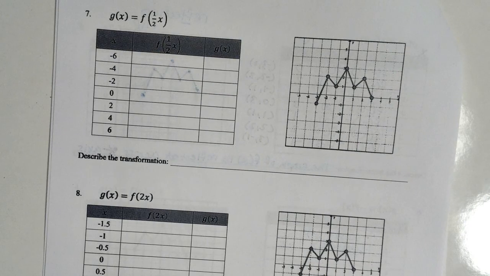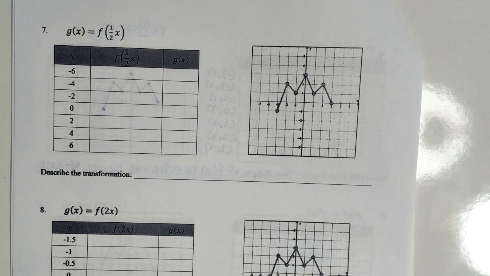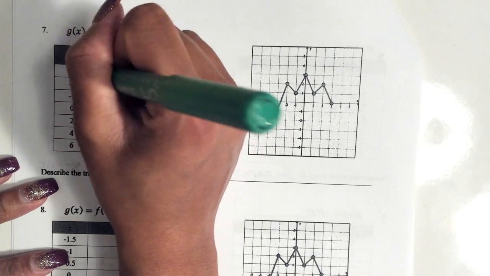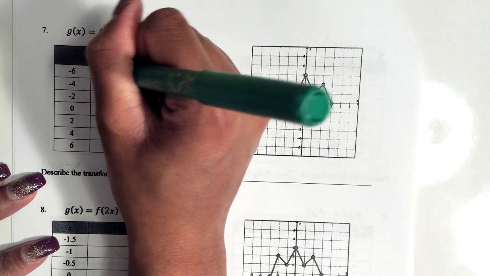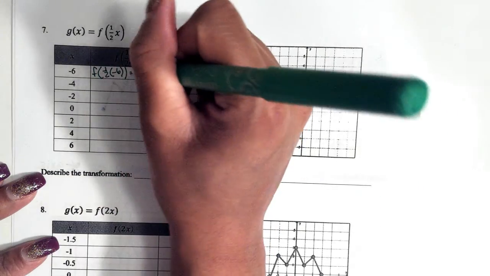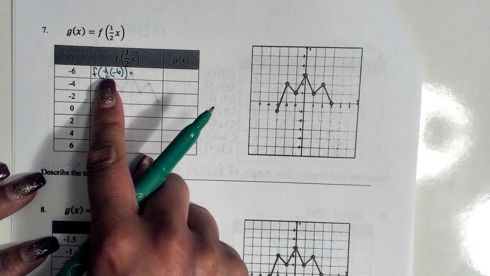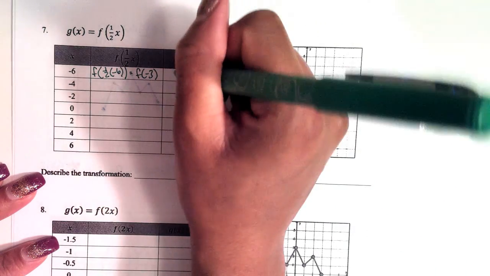Okay, now we're doing number 7. At this point, you would have completed number 6. And so now we're going to move on to number 7. So number 7, we have g of x is equal to f of 1/2 of x. And so we're still going to plug in our inputs with f of 1/2 of negative 6. And so that leaves us with negative 6 times 1/2 is negative 3. So f of negative 3 is negative 1.